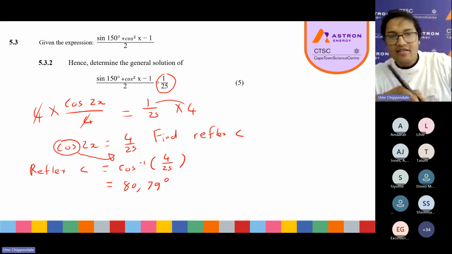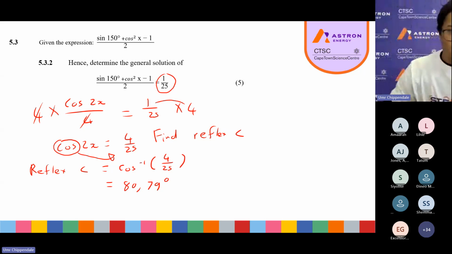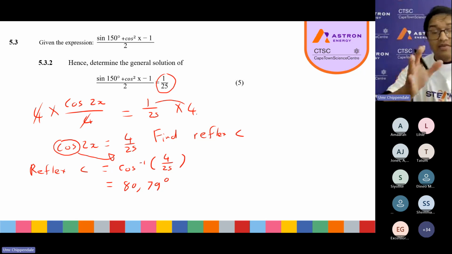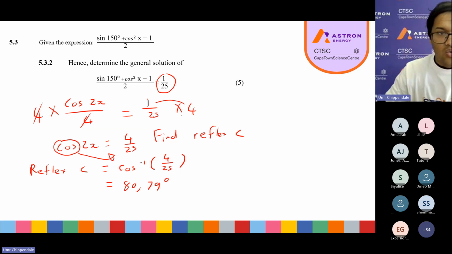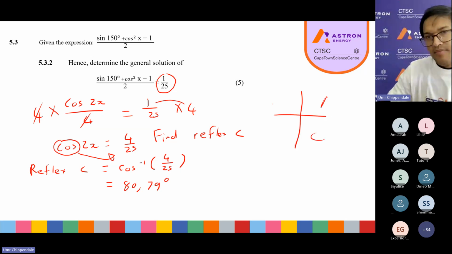Now, if we look, 80.79 degrees, where do we find that? That's basically our reflex angle. But we are not speaking of cos. So we want to ask, where is cos positive? If you have the cos diagram, cos is positive in the fourth quadrant and in the first quadrant. The formulas we normally follow, when it's A, there's nothing within that in the first quadrant.